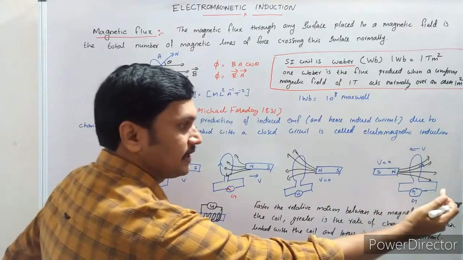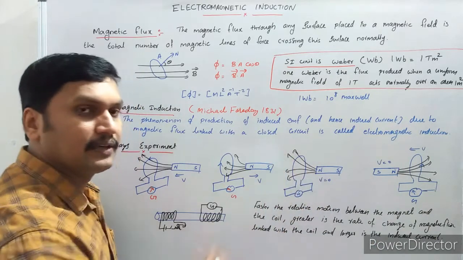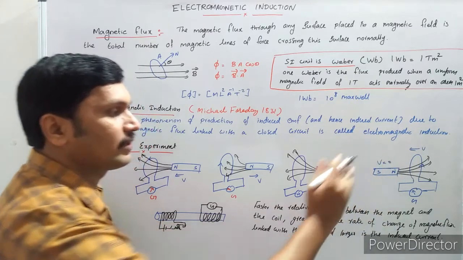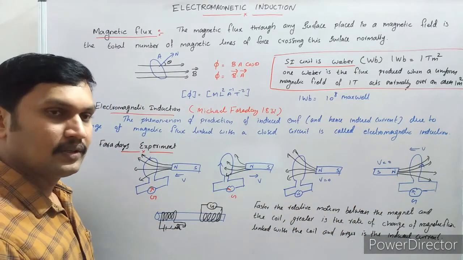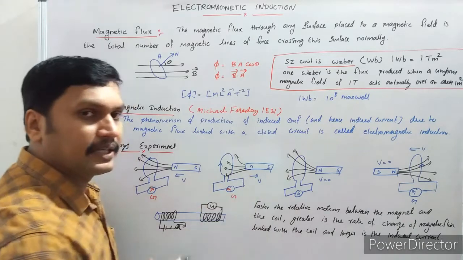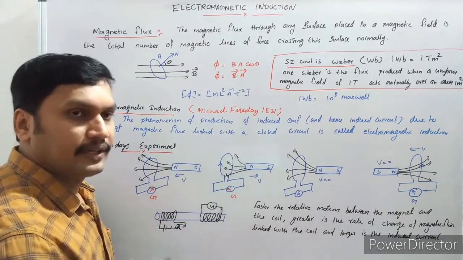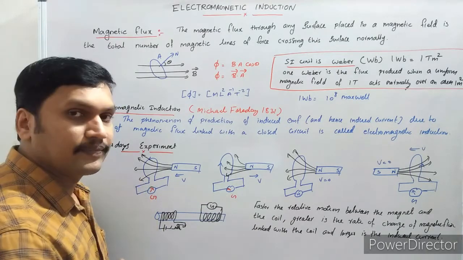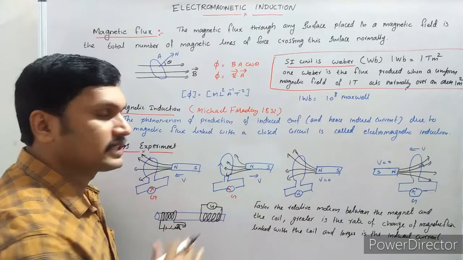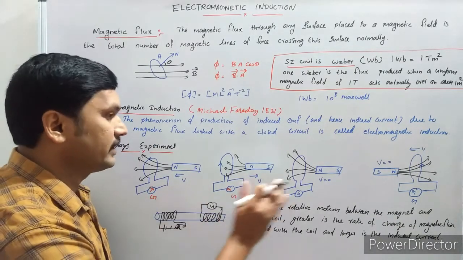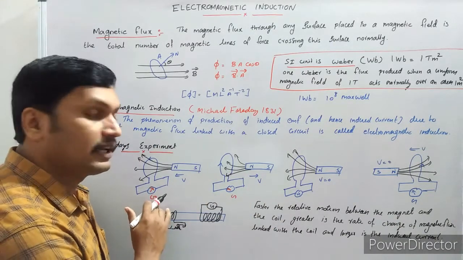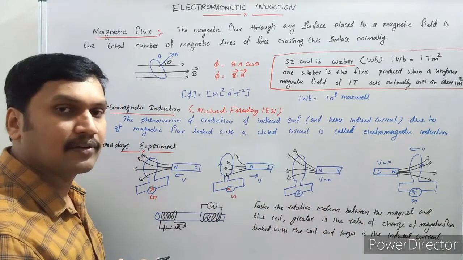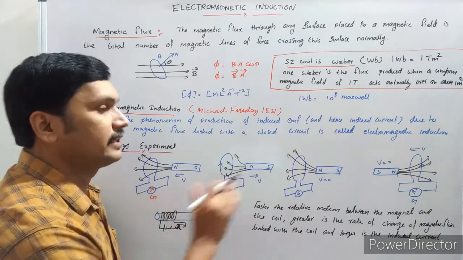The next time, suppose we are fixing this magnet there, we are not moving this magnet, instead we are taking this coil towards this magnet with a certain velocity, say v. Again, we can observe that there is a deflection in this galvanometer. So in all these experiments, there is a relative motion. Whenever there is a relative motion between this magnet and this coil, some current is produced in this coil. That's why the galvanometer shows some deflection. The galvanometer indicates the presence of current.